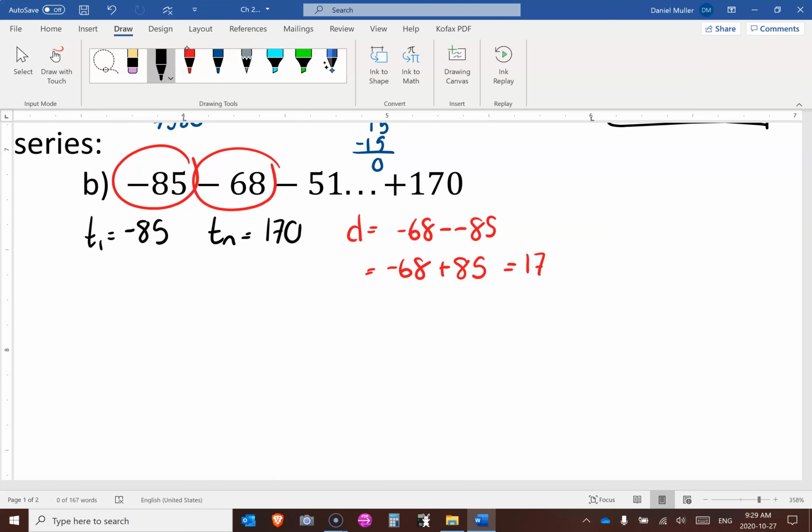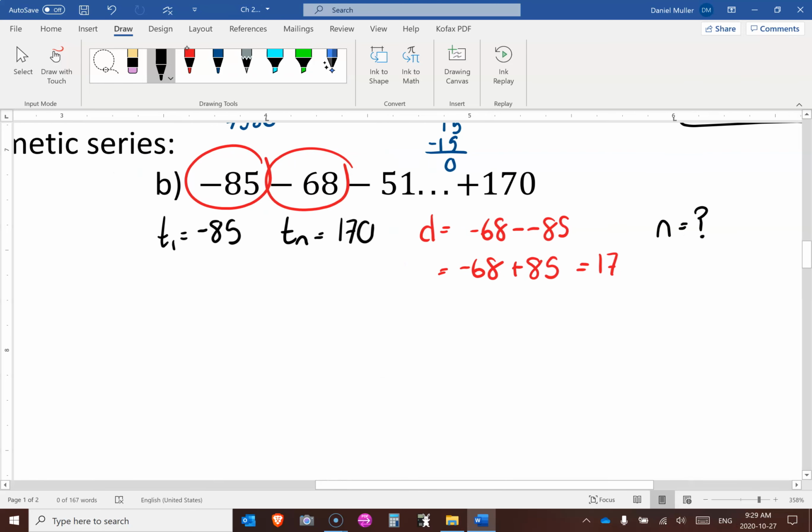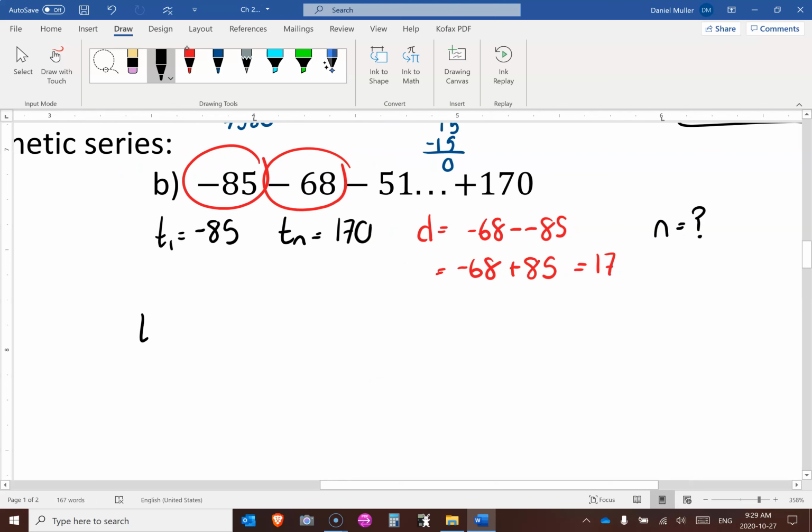And then the number of terms, good grief, I don't know what that is. If you don't know what a piece of information is, you can't find the sum right away. The only other formula you know is your Tn formula. So Tn is equal to T1 plus D times n minus 1.